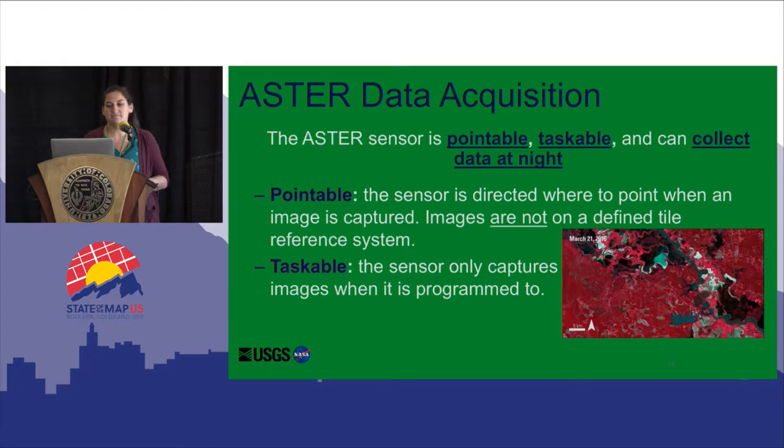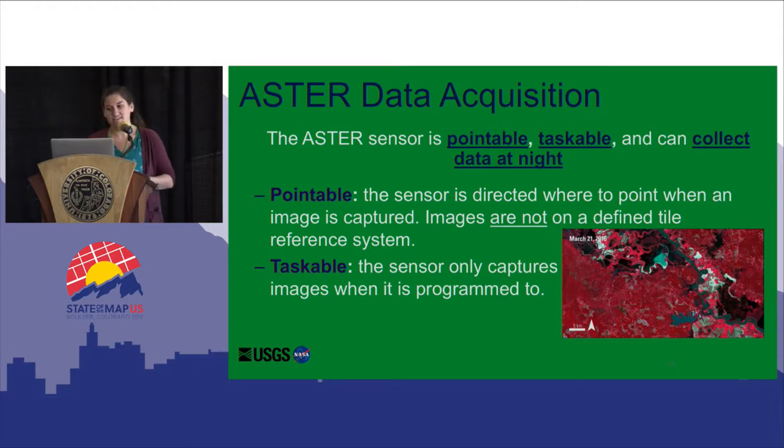So as I mentioned, this is because ASTER has to be told to turn on to capture data. It's also a pointable sensor, which is advantageous, meaning that as it's moving across, it can move and point its telescopes to capture data, and it doesn't need to be directly over the area that's been tasked to capture.